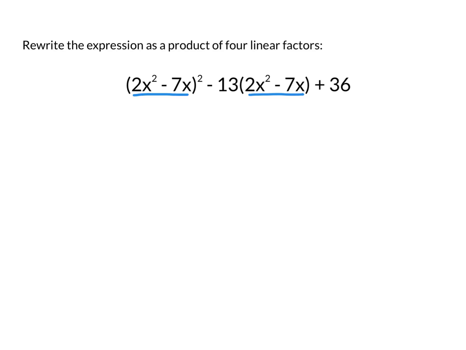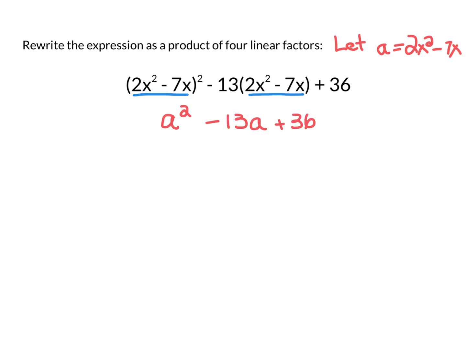When that happens and they both say the same thing within the parentheses, that's where we use a let statement and bring a different variable into it. So I'm again going to use a, so let a, but you don't have to use a, you can use whatever you want. Let y, I think Delta Math might use y. Let a equal 2x squared minus 7x. Okay, so wherever we see the 2x squared minus 7x, right, we're going to replace it with an a. So we could rewrite this as a squared minus 13a plus 36.